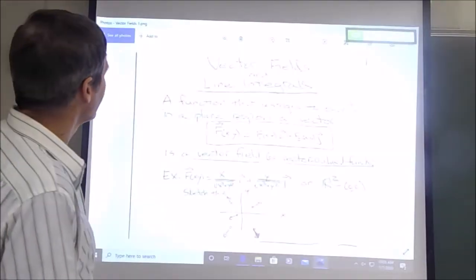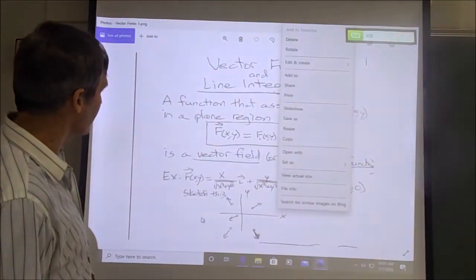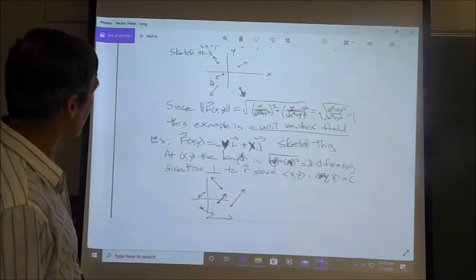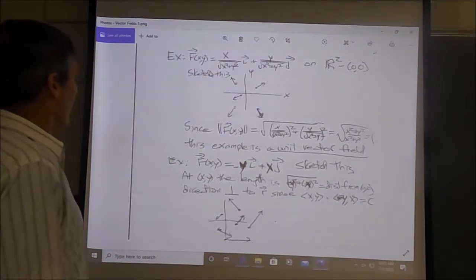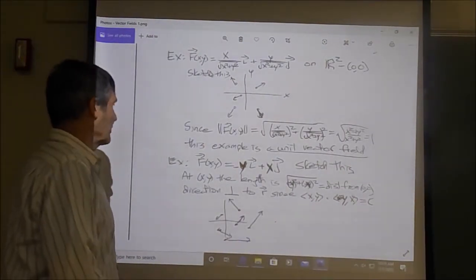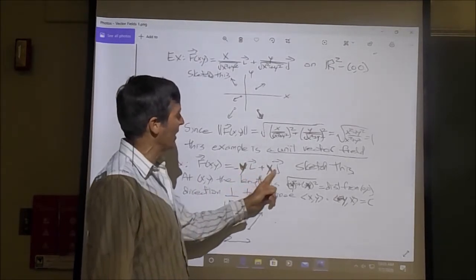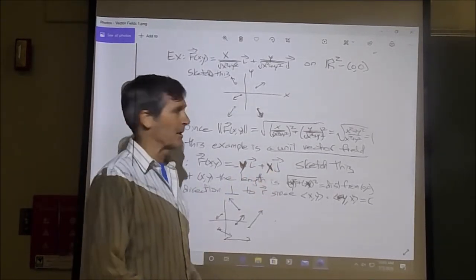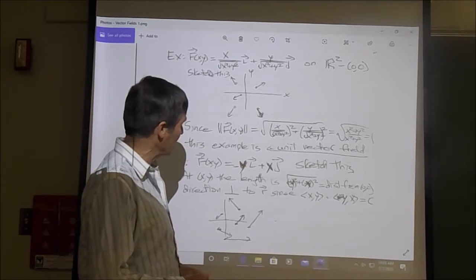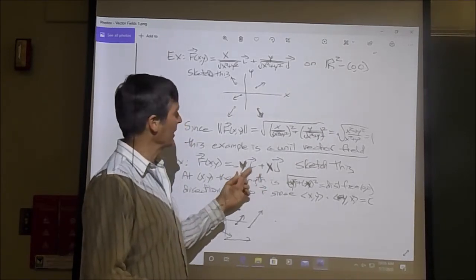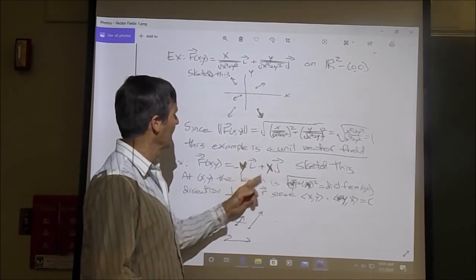Now we can look at some others too, right? Suppose I scroll down the page here a little bit. Suppose I take this one, f of x, y equals minus y i plus x j. What's significant about this vector field, and how would I know how to sketch this one? Well, if you think about it in direction and length again, what's its direction and what's its length?